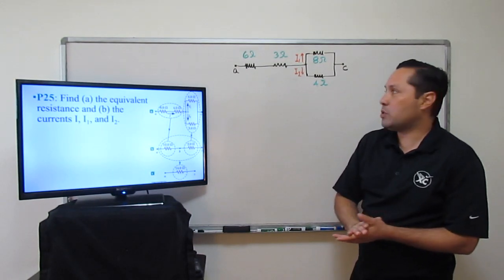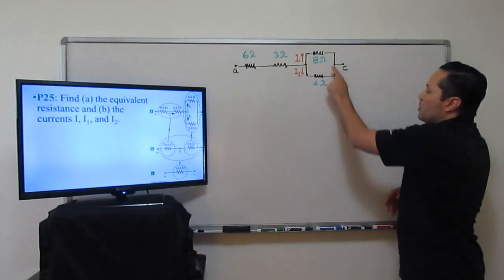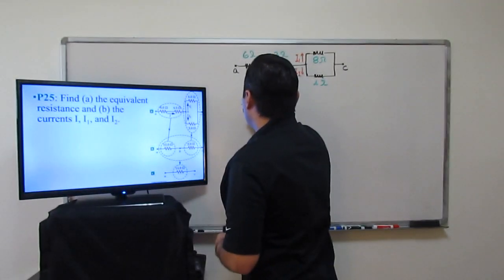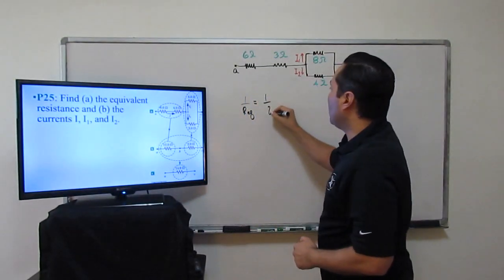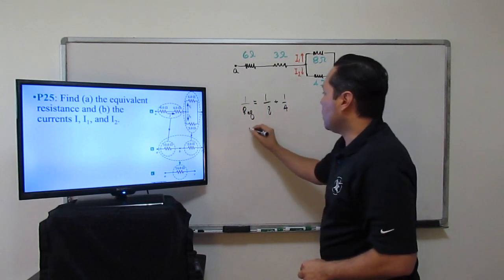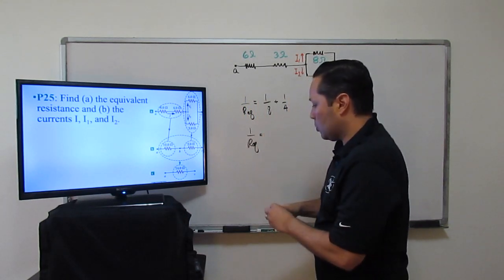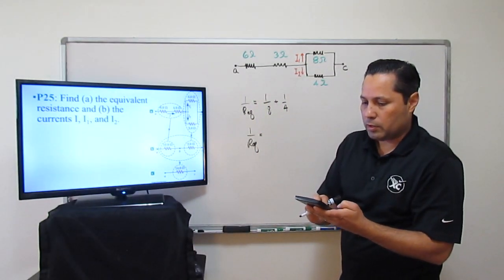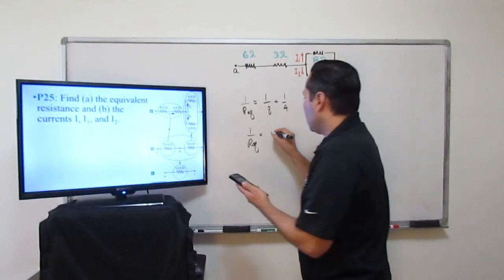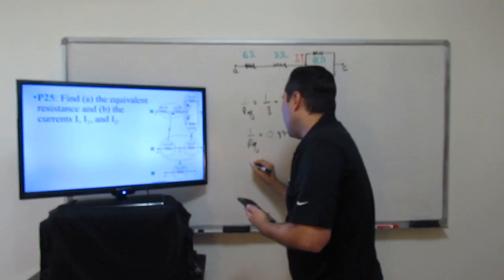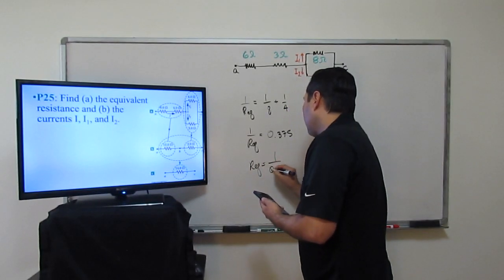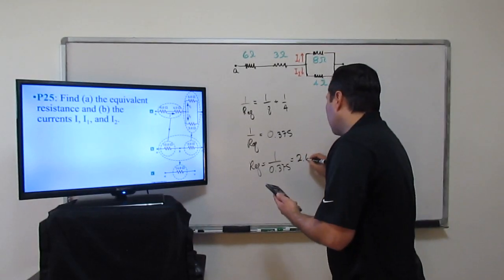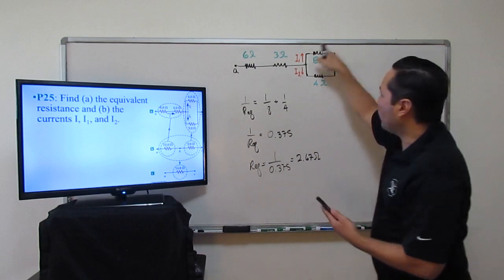Let's begin with the equivalent resistance. Again, we have our circuit. This part is in parallel, so we're going to find the equivalent resistance for the parallel first. The equivalent resistance for the parallel is going to be 1 over 8 plus 1 over 4. So 1 divided by 8 plus 1 over 4 gives us 0.375. And now we take the inverse of that, and we end up with 2.67, and that is our equivalent resistance for the parallel section.